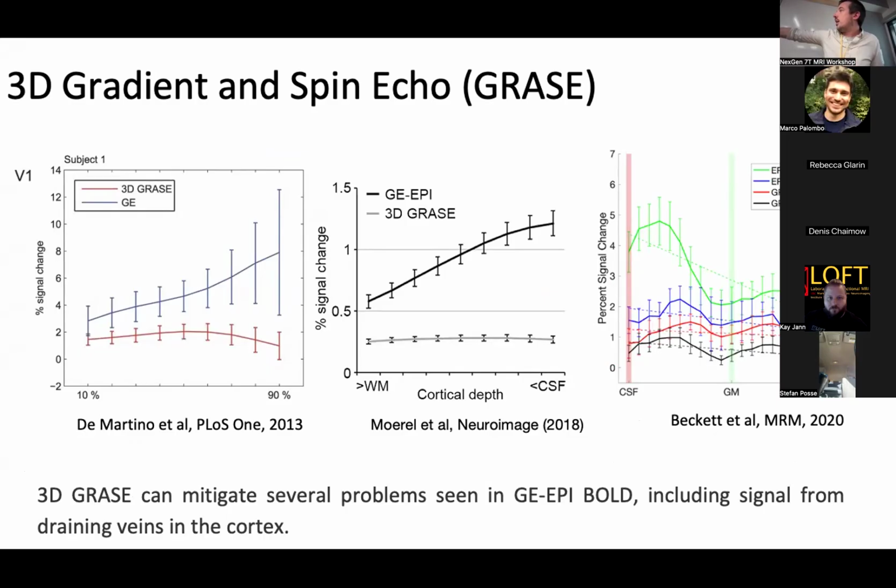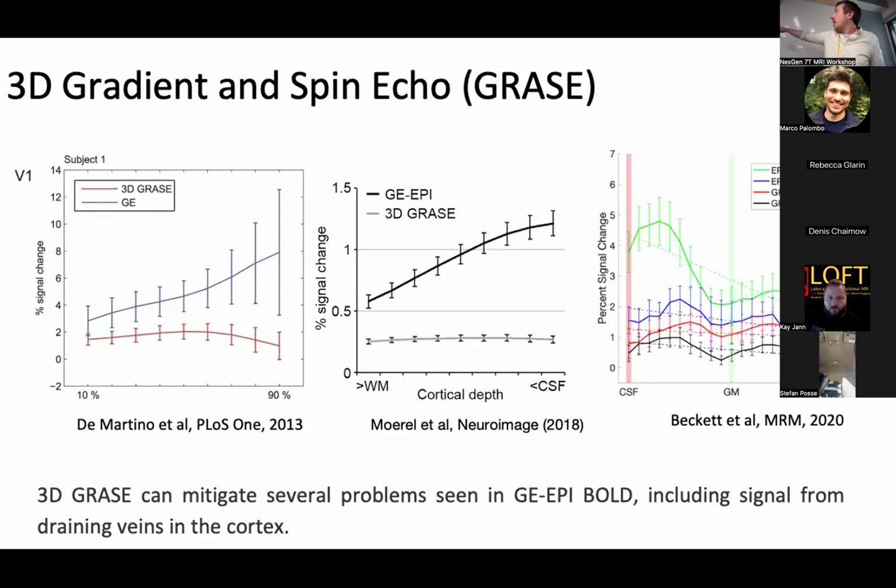So for example, this plot on the left, the blue is the gradient echo and the red is 3D GRASE. So you can see it doesn't have this bias towards the pial surface. This is in V1. This middle plot is from auditory cortex. Again, the black line is gradient echo, which has a surface bias, and the gray line is 3D GRASE, which is much flatter.